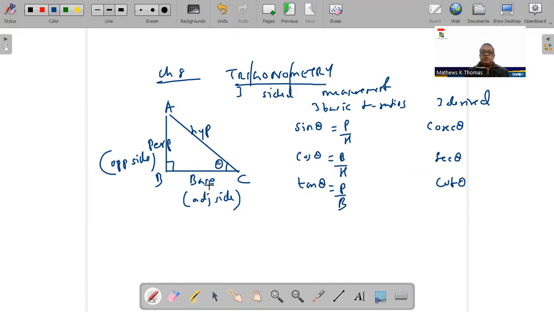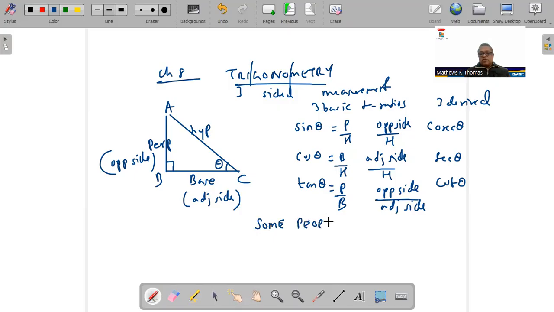Or if I'm using the adjacent side and opposite side, I will use opposite side by hypotenuse for sine. Cos is adjacent side by hypotenuse, and tan is opposite side by adjacent side. So there are two ways of remembering. If you are remembering this, then there is a short way of learning this.